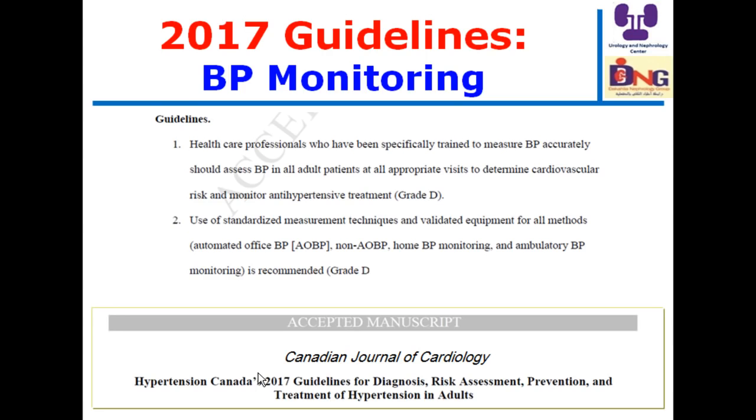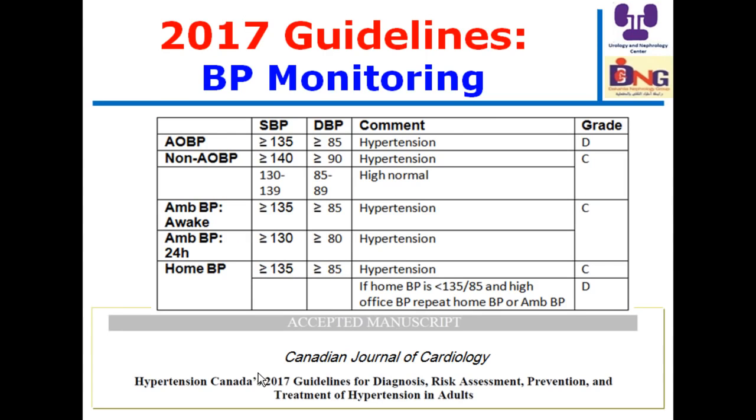Automated office blood pressure, non-automated office blood pressure, home blood pressure monitoring, and ambulatory blood pressure monitoring. All these are recommended. And when we use any measurement technique, we should know the limitations and the definition of hypertension based on the method of measurement. If we use automated office blood pressure, the cutoff point for the definition of hypertension is systolic equal to or exceeding 135, diastolic equal to or exceeding 85. If we depend on the traditional method, non-automated office blood pressure, here 140 and 90 is the cutoff point for systolic and diastolic. At or above them, this is a stage of hypertension.